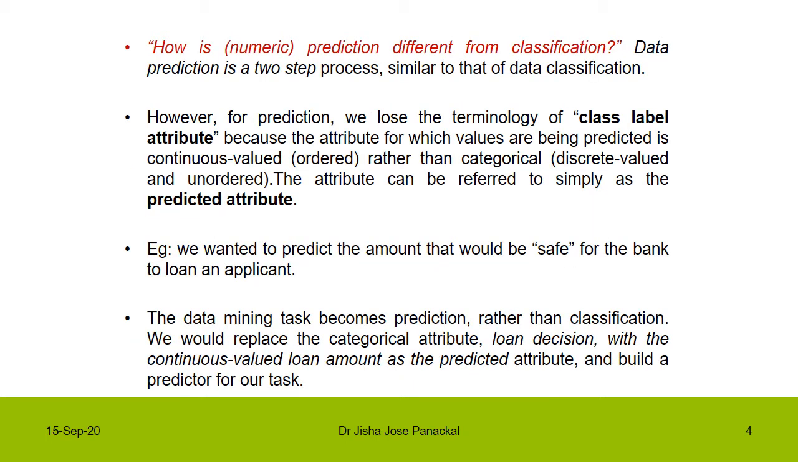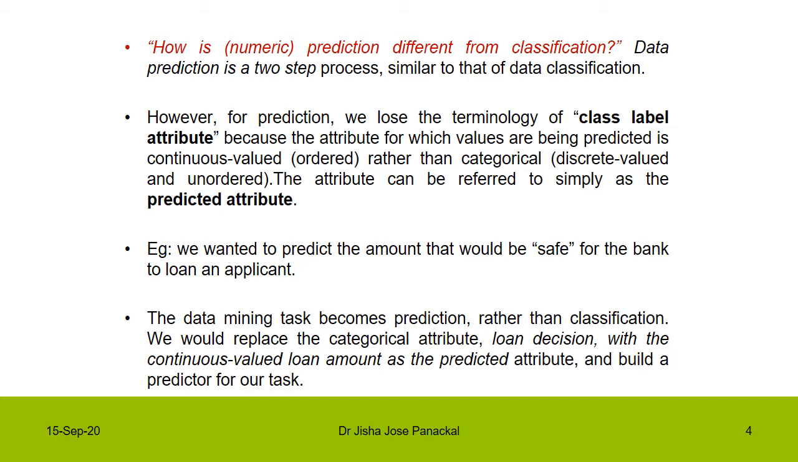Now we are once again seeing the difference between prediction and classification. Data prediction is also a two-step process similar to that of data classification. However, for prediction, we lose the terminology of class label attribute because the attribute for which values are being predicted is continuous valued or ordered rather than categorical.